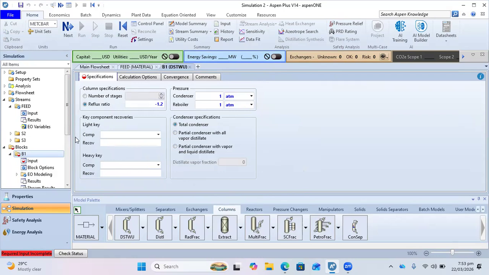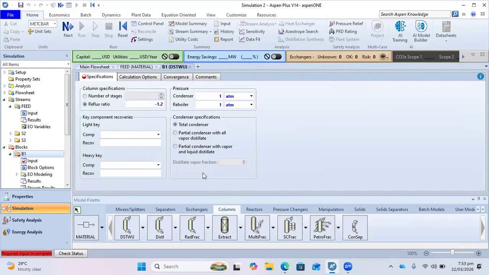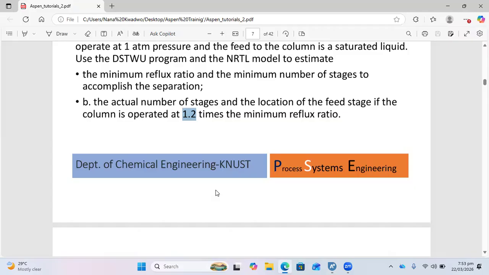Now, the next important part we want to look at is this part over here, the key component recoveries. Realize that from the question, we're told that the distillate should contain 90 mole percent benzene, the bottoms should contain 98 mole percent toluene. So we have the composition there. But Aspen is asking us for the recovery, right? So how much of the feed are we having in the distillate? How much of the feed are we recovering in the bottom? That's what we are looking at. So the calculations were done in the slides. I'll show that to us quickly, and then I'll explain what is happening there. It's just a matter of material balance.